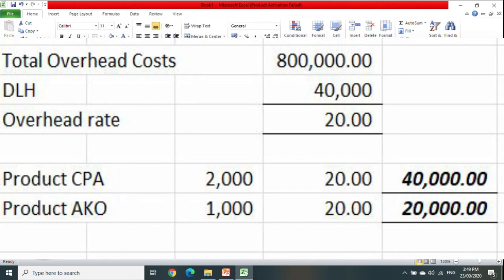So we need to compute our overhead rate: 800,000 divided by the amount of activity related to direct labor hours, which is 40,000. So our overhead rate would be 20 peso per hour. As you can see, we have product CPA and product ACO. Product CPA uses 2,000 labor hours, while product ACO uses 1,000 labor hours. So in order for us to arrive at the overhead cost allocated to product CPA, we multiply 2,000 hours by the 20 peso overhead rate. So we have 40,000 pesos for product CPA. While for product ACO, 1,000 times 20 peso per hour, so we have 20,000 pesos.